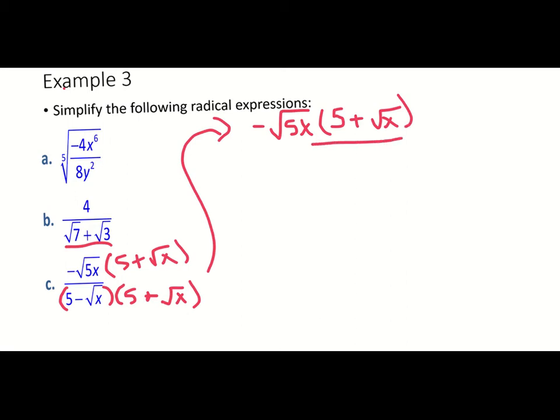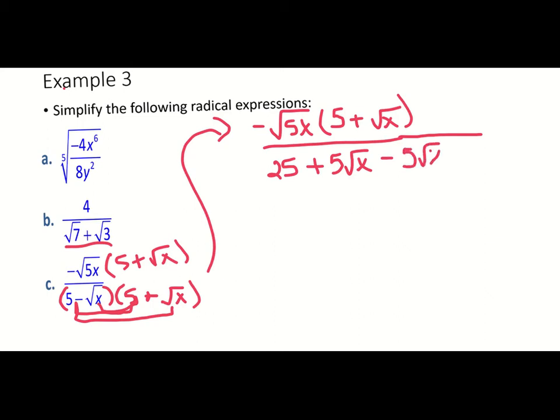And then on the bottom, when we multiply, 5 times 5 is 25. 5 times the square root of x would be plus 5 square root x, because they're a whole number and a radical, you just put them together. And then in the middle, you should notice we'll have minus 5 square root x. And then the negative square root of x times the positive square root of x. Again, remember, if it's the same thing under the radical and you're multiplying two square roots together, you get whatever's under the radical, so it's going to be minus x.